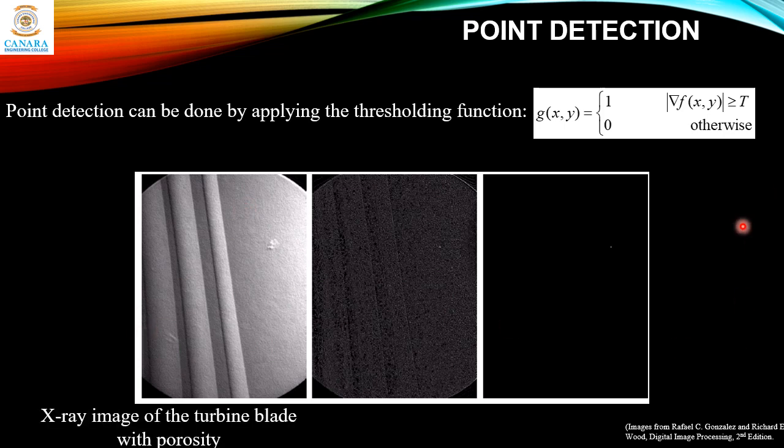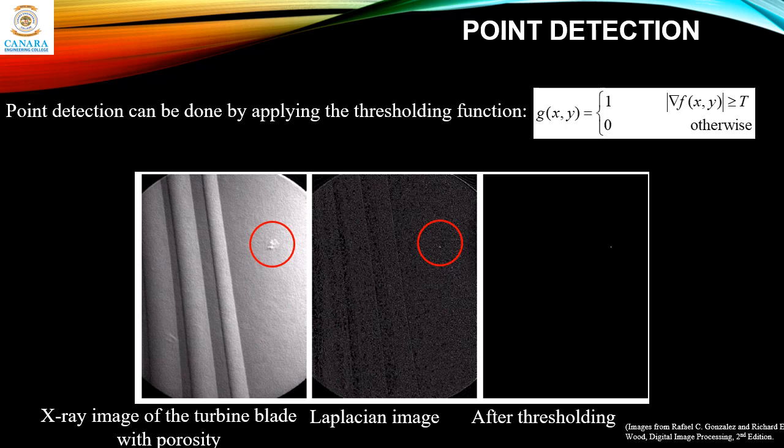This is the example here. This is the X-ray image of a turbine blade with porosity. Now this is the porosity. If you take the Laplacian of this image, this is the result, and you can see this porosity is highlighted as a dot here. If you perform thresholding, since this dot appears as a bright spot in a grayish background, you can set a threshold like pixel value greater than 150 or 160, and all other pixel values less than that value. So everything else will become black, and only this dot is highlighted.